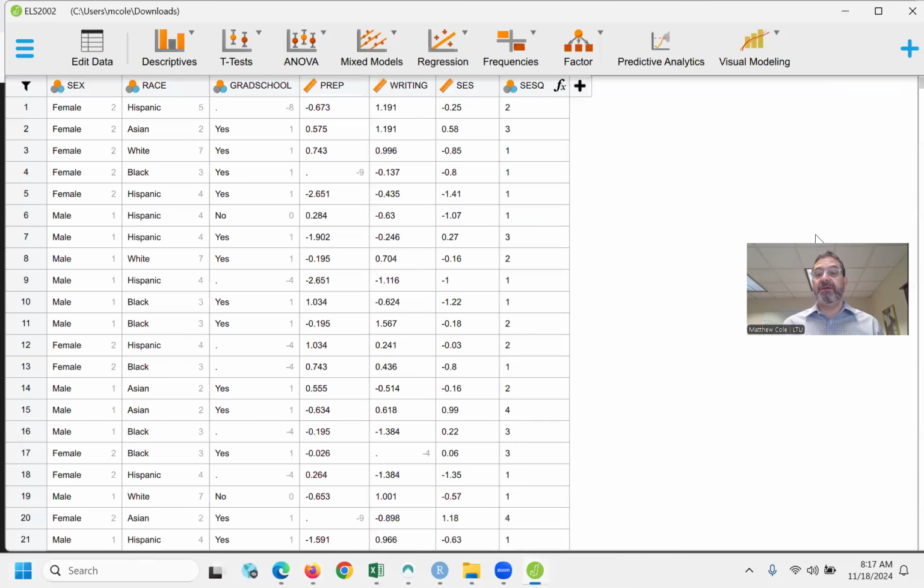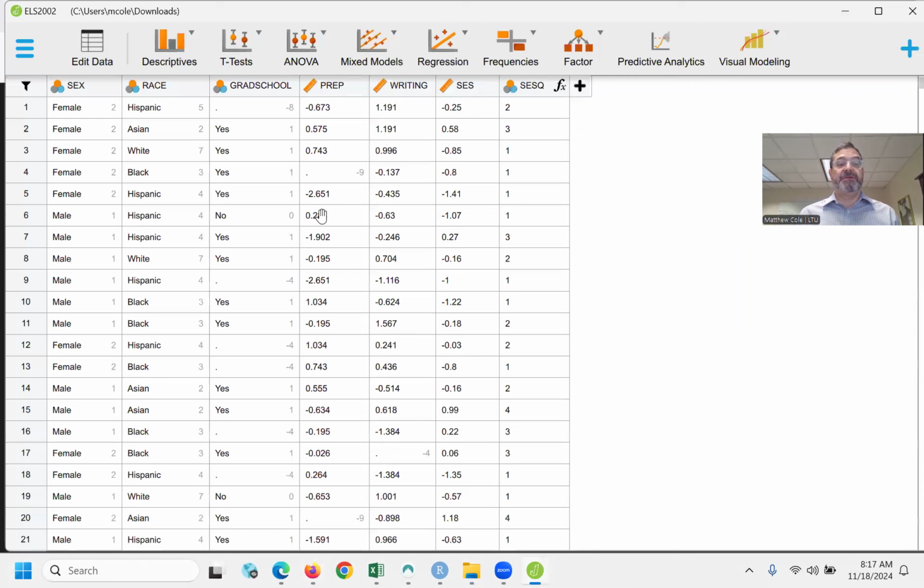So let's take a look at the data. So you see we have, get this out of the way. We've got sex, race, grad school, prep, writing, SES, and SESQ.